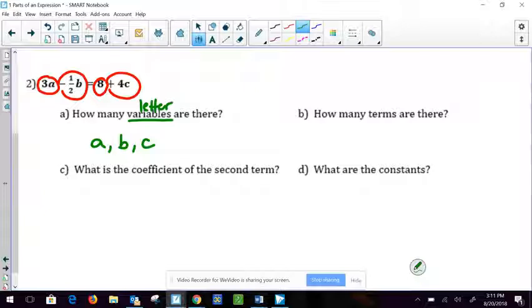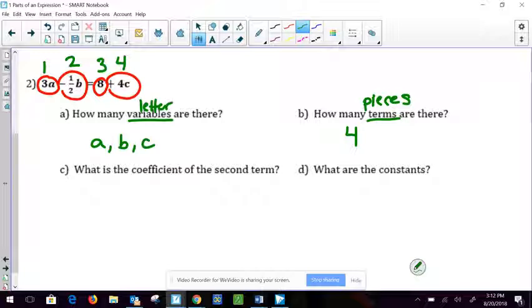Letter B is asking for terms. These are the pieces. So again, I'll write myself a little note above so that I can remind myself that I'm looking at the pieces. Nice that I circled it too, because now I can clearly see I have 1, 2, 3, 4 individual pieces. So there are 4 terms in this equation.